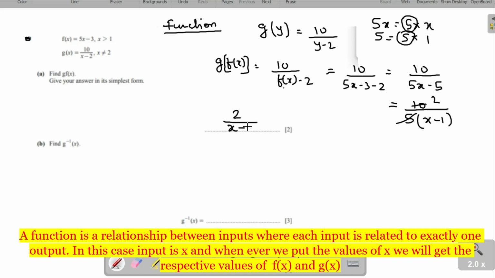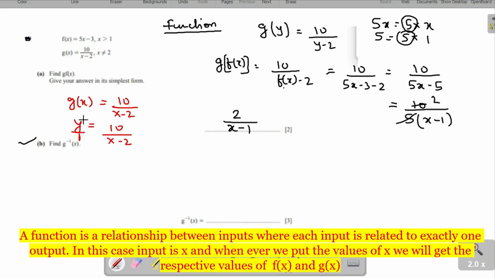Now the next question is to find the inverse of a function. Whenever they ask for the inverse of a function, first write the function that is given. In this question, g of x is 10 upon x minus 2. Consider this as y, so I write y equals 10 upon x minus 2. There is nothing but 1 in the denominator. Just do the cross multiplication and shift y.